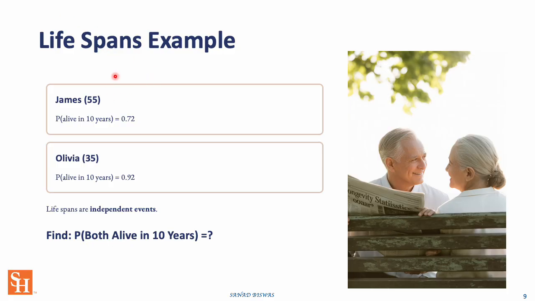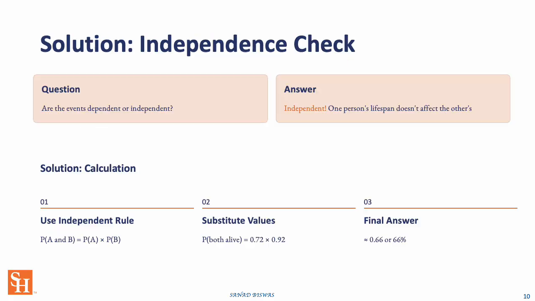Now let's look into some examples. Here we have two people, James and Olivia. James is 55 years old now and Olivia is 35 years old now. The probability that James will be alive for the next 10 years is 0.72, and for Olivia it is 0.92. We assume the two events are independent. We have to find the probability that both will be alive in the next 10 years. We'll see in the next slide how we can calculate this.